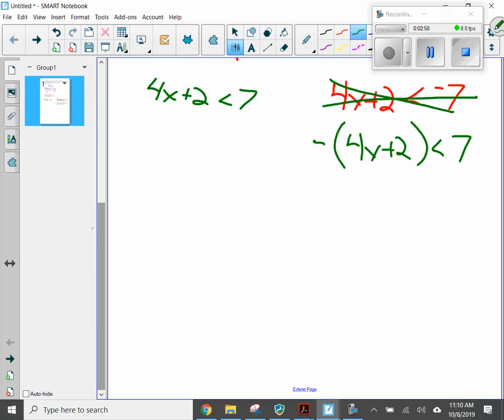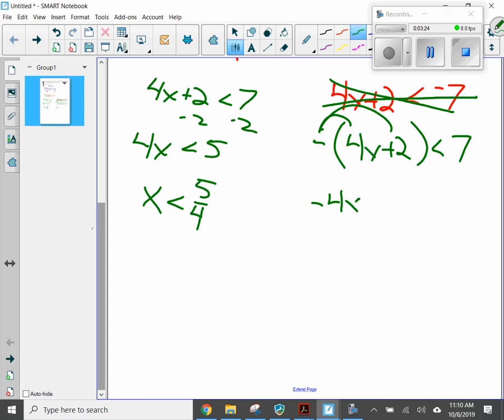Okay, so now I just need to solve both sides. So I have 4x is less than 5, subtracting 2 from both sides. So x is less than 5/4. And then over on this side here, I'm going to distribute the negative sign into the parentheses. So I get negative 4x minus 2 is less than 7. I'm going to add 2 to both sides. I'm going to get negative 4x is less than 9.